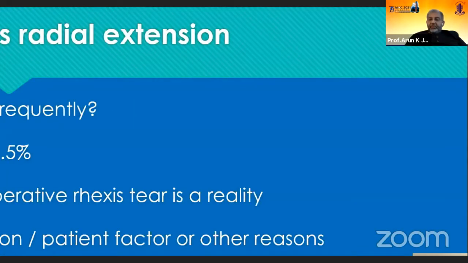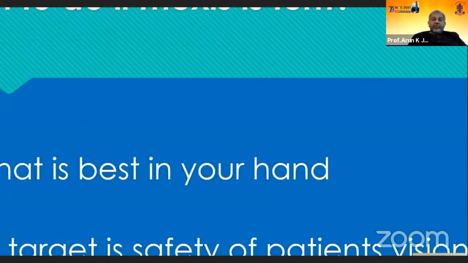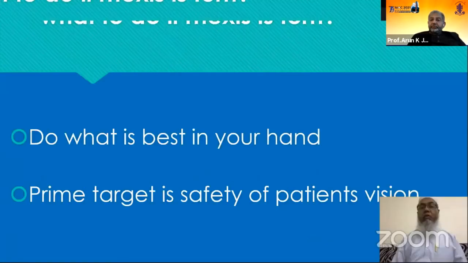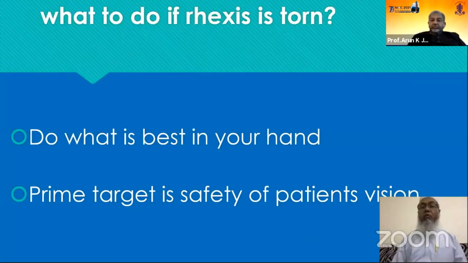How frequently does it occur? According to different literature, it varies from 0.79 to 5.5%. However, an operative rhexis tear is a reality due to one or more reasons. What to do if the rhexis is torn? Do what is best in your hand, and the prime target is safety of the patient.